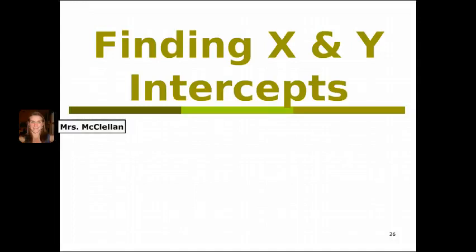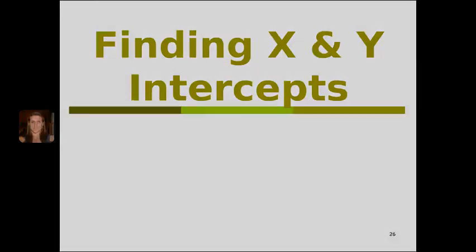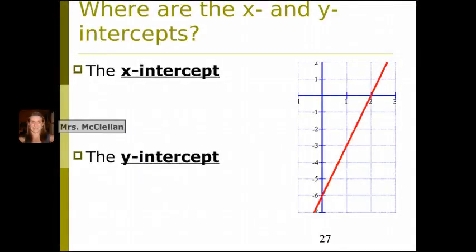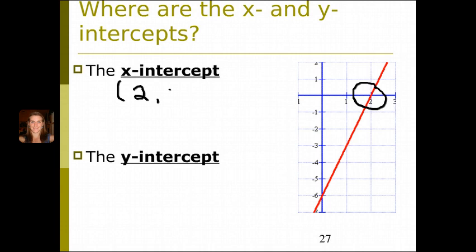We will now talk about how to find the x and y intercepts of a line. Okay, now we will find the x and y intercepts of a line. The x-intercept is where it crosses the x-axis. So in this case, that is at +2. So we would write the point as 2, 0. The y-intercept is where it crosses the y-axis, which is -6. So we would write it as 0, -6.